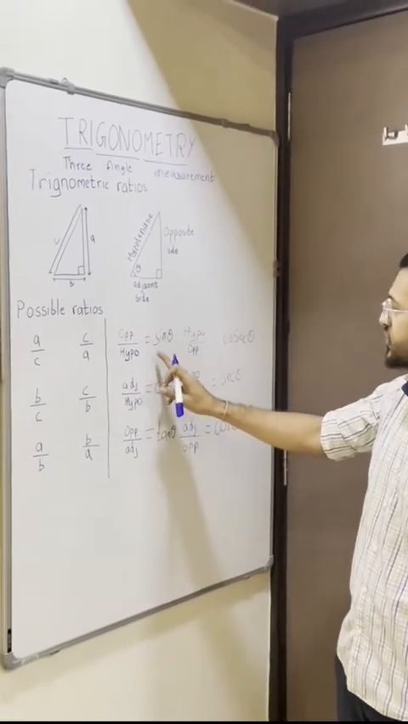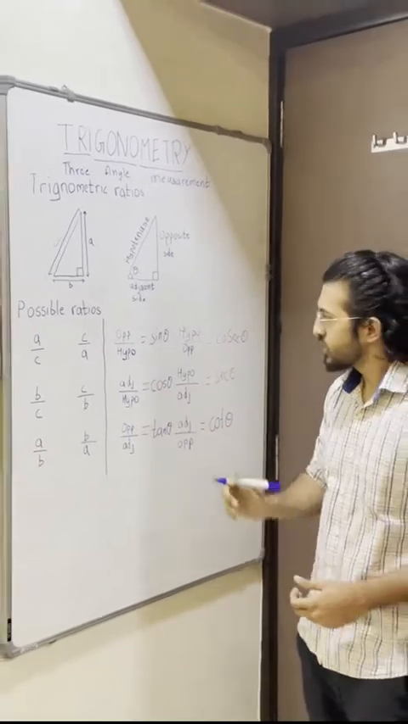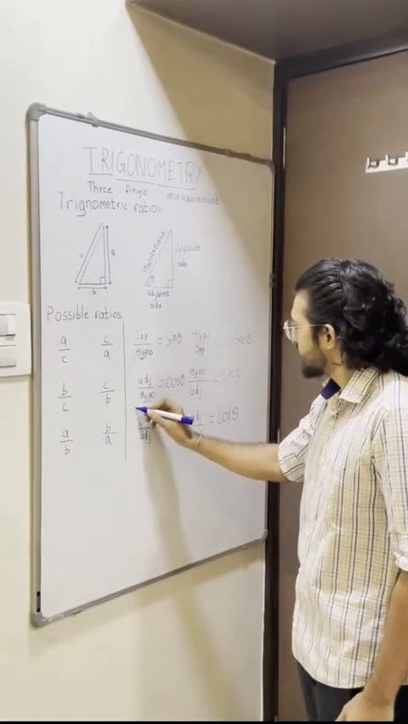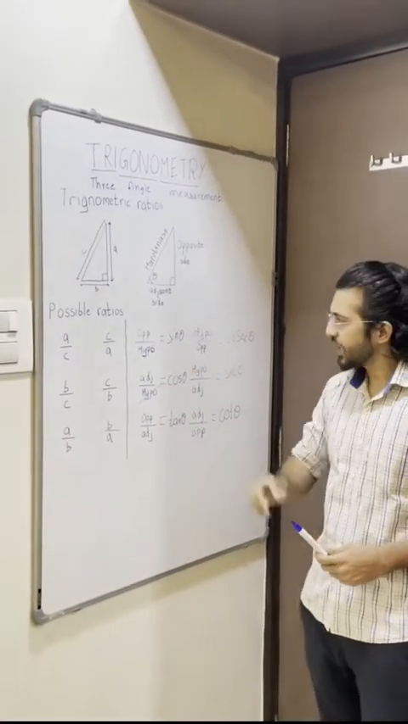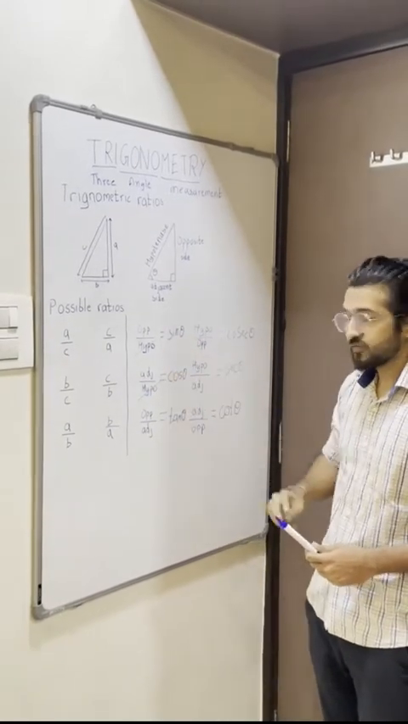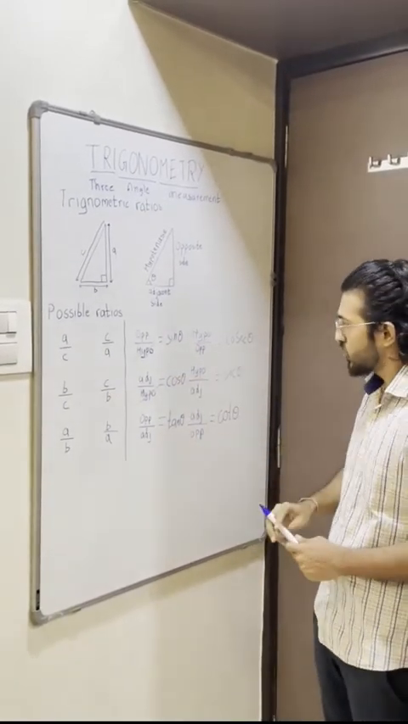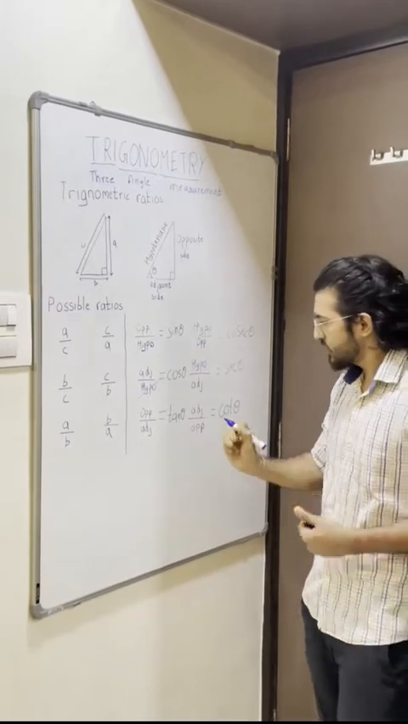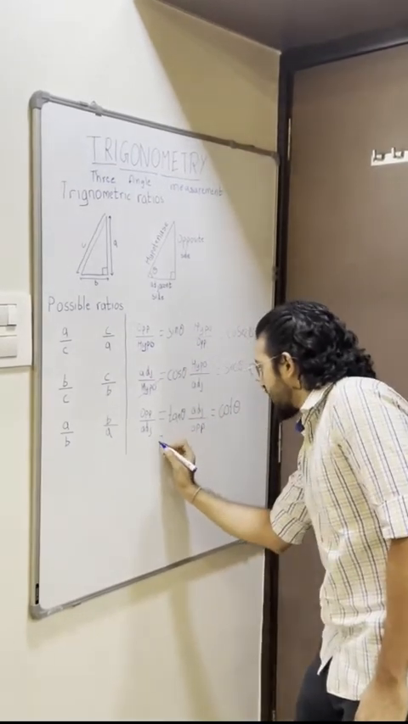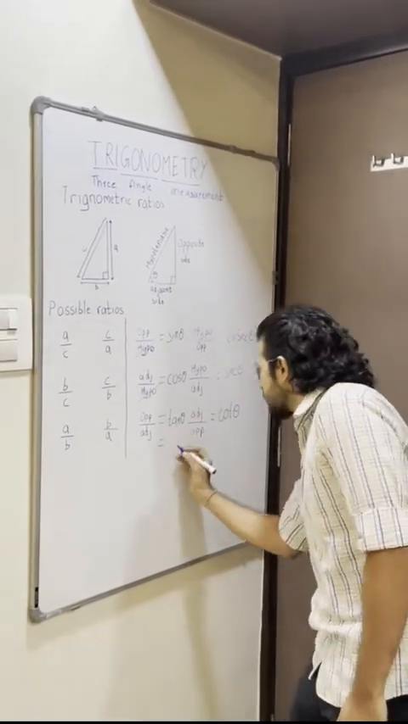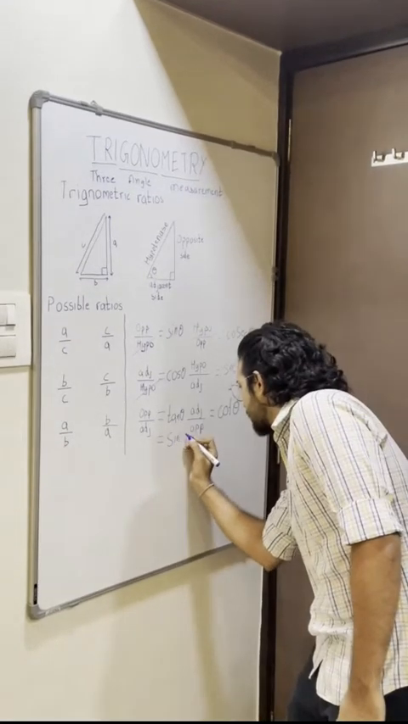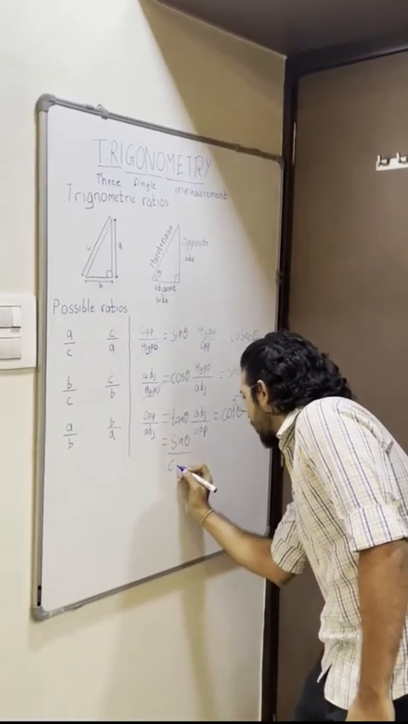If we divide the first ratio by the second ratio, the hypotenuse will get cancelled out and we will get opposite upon adjacent, which is equal to the third ratio. So we can write that opposite upon adjacent, which is tan theta, is also equal to sin theta upon cos theta.